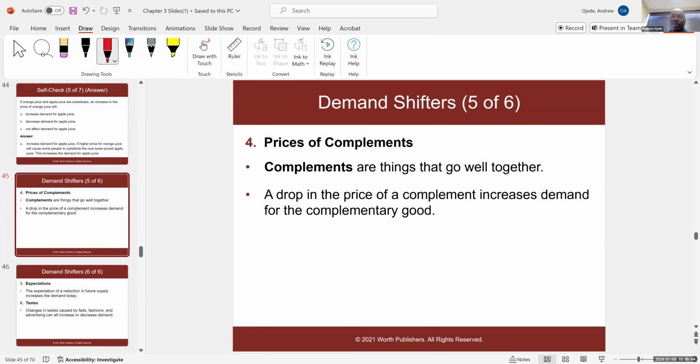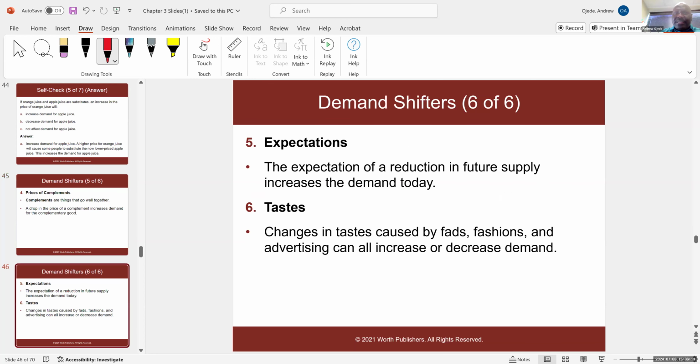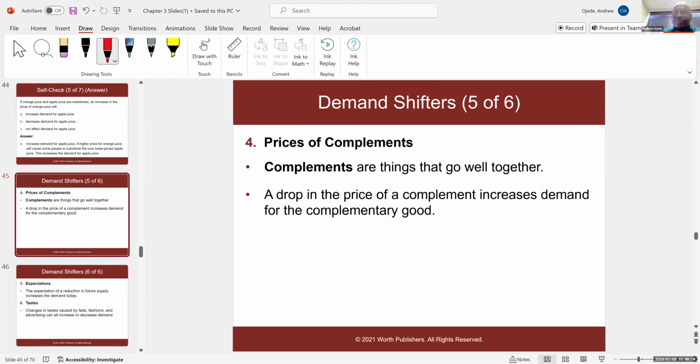So I talked about the price of complements. Complements are things that go well together. These are two goods that are complements when they can be used concurrently, meaning that they can be used together to satisfy a particular purpose. So a decrease or a drop in the price of a complementary good will increase the demand for that complementary good, but that's going to decrease what? The demand for the second good. That's right.